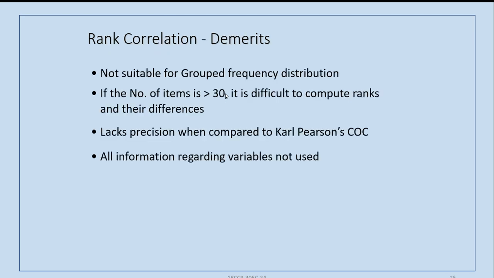The demerits are, it is not suitable for grouped frequency distribution. And if the number of items is greater than 30, it is difficult to compute ranks and their differences. When numbers are growing, ranks are growing, it is difficult to calculate the ranks, and also the correlation. When duplicate ranks are repeated more number of times, then it is very difficult. So it lacks precision. Exactly we cannot calculate when compared to Karl Pearson's.